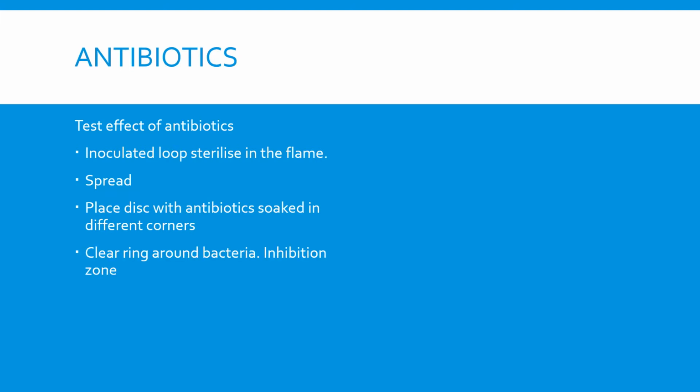Now you get another petri dish and put it on top, and you seal with sellotape. Not fully though, because you need oxygen to be able to get in. So you leave little gaps. Then you come back after a few days, and there should be a clearing around certain antibiotics, and this is called the inhibition zone.